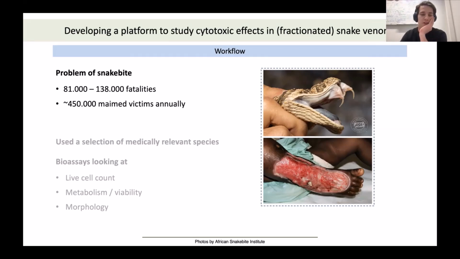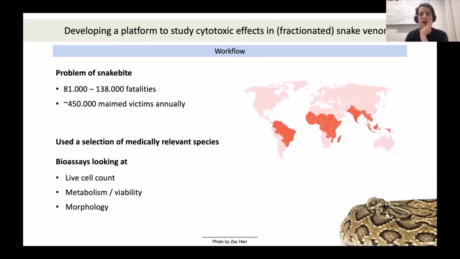We used a selection of medically relevant species from all the regions that are most heavily affected. These include the Bothrops, but also the mambas, some cobras, cytotoxic cobras, also non-cytotoxic cobras. We have saw-scaled vipers, puff adders, and some Asian vipers as well. And we developed bioassays in which we look at the live cell count, which I will elaborate on a little bit further on in the presentation. We looked at metabolism and viability of the cells, and we looked at cell morphology.